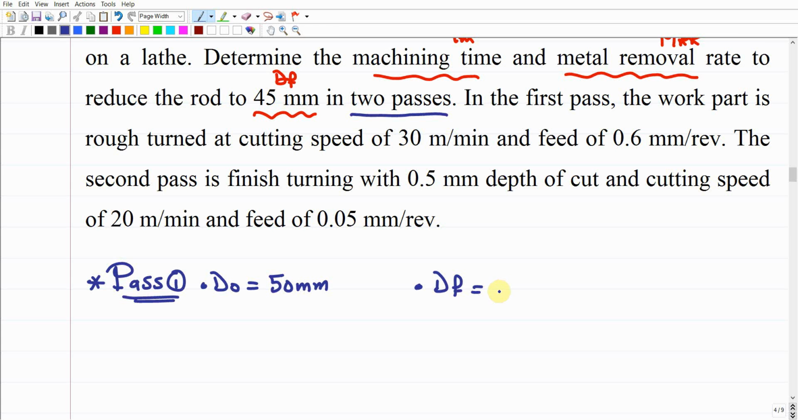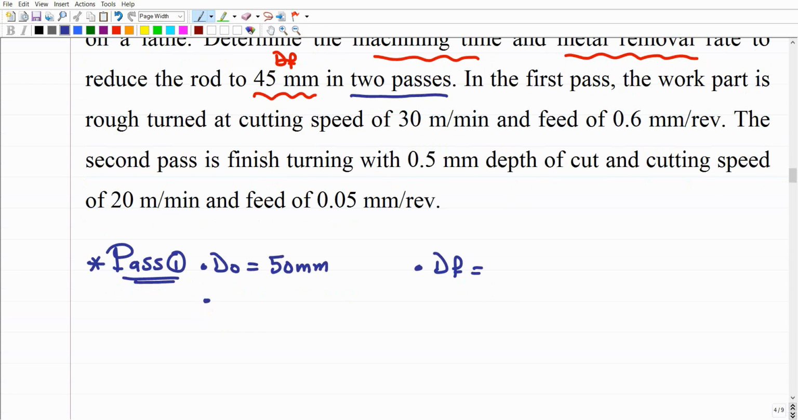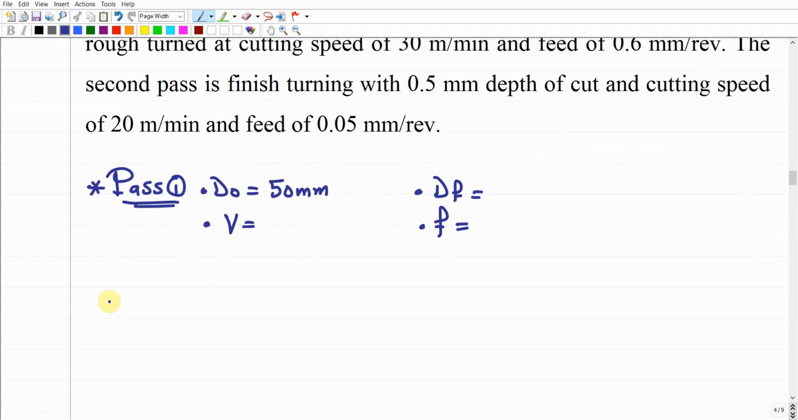We don't know yet. And we should know how much is V, the cutting speed, and the feed for the first pass. The same issues have to be set up for the second pass, pass 2. For pass 2, we should know how much is D0. Definitely, something you should understand here is that the D final of the first pass is going to be the initial diameter for the second pass.